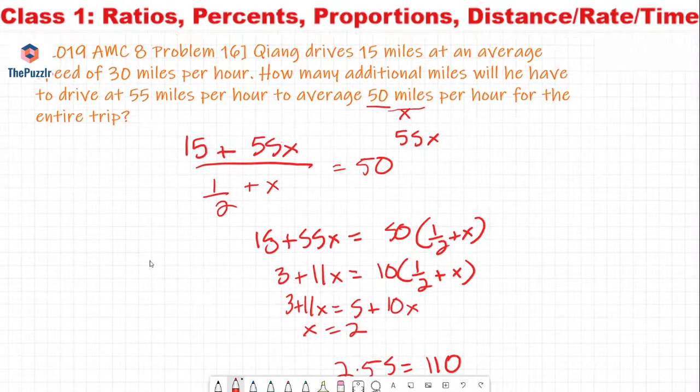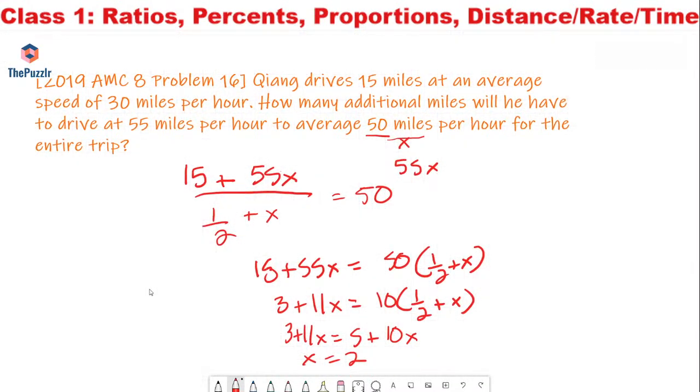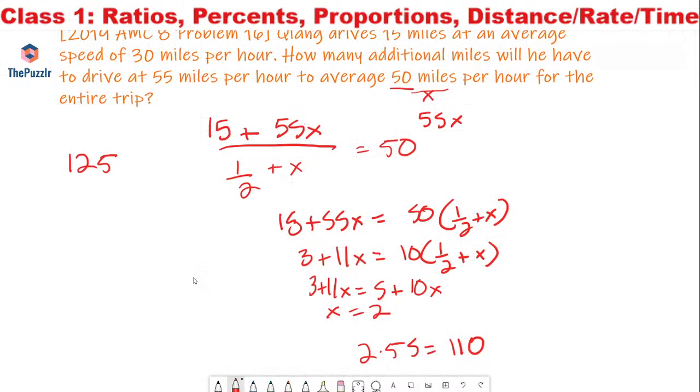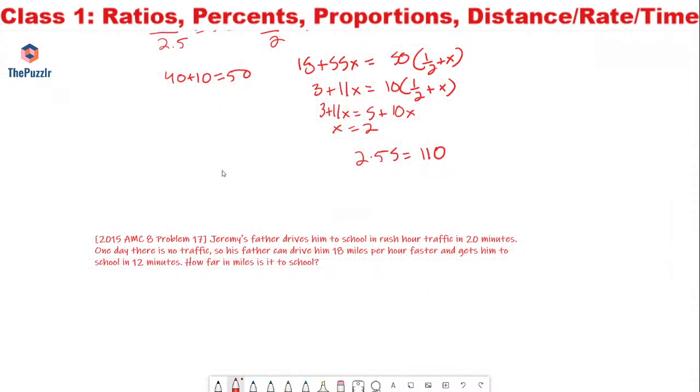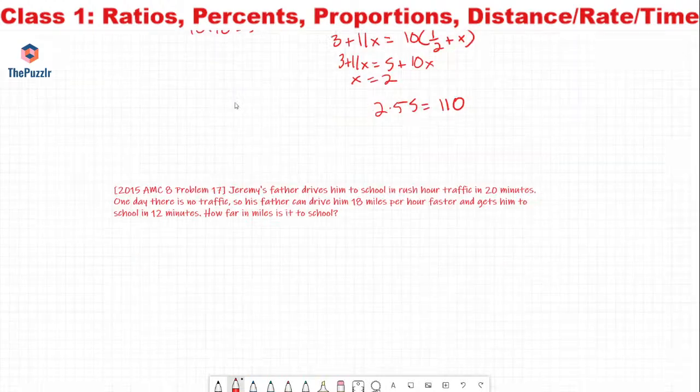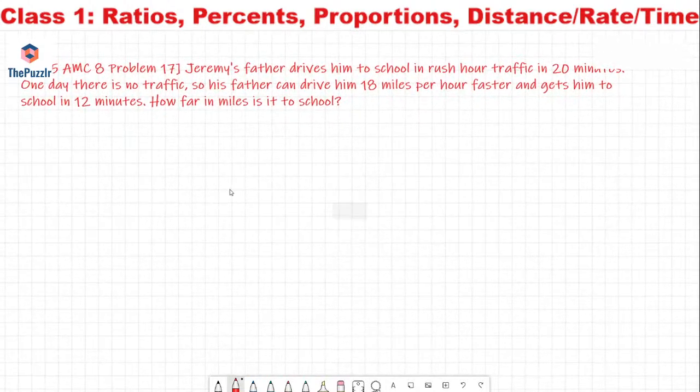110. We can plug this number back into the original problem to see if it works really quickly. We get 15 plus 55 times 2, which is 110. 110 plus 15 gives us 125. And then 1/2 plus what? 1/2 plus 2 is 2.5. And this should equal 50. Luckily for us, this is 40 plus 10, and it does equal 50. We can move on. We're running a bit low on time, but we only have a couple problems left.